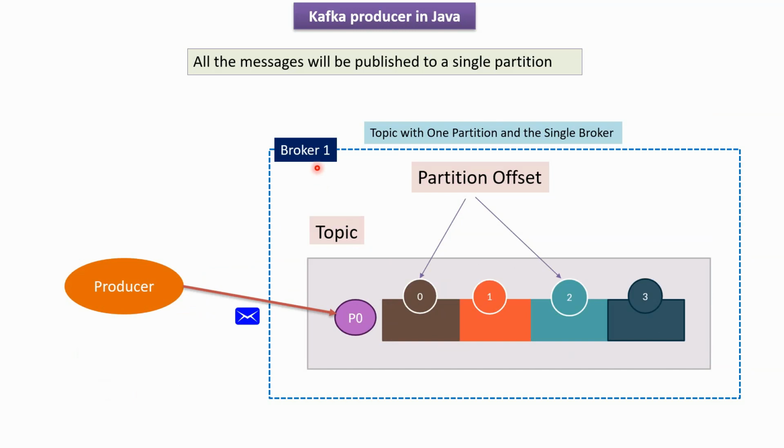Here you can see the Kafka broker. It has only one topic, and this topic has only one partition, which is partition 0. Here you can see the producer. Suppose this producer sends 100 messages to this particular topic, then all the messages will be saved in partition 0. We will write a Java program and we will see how it works.